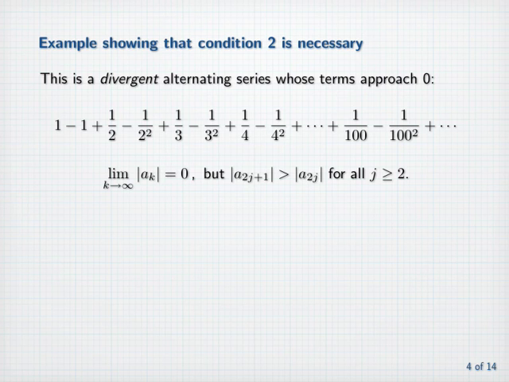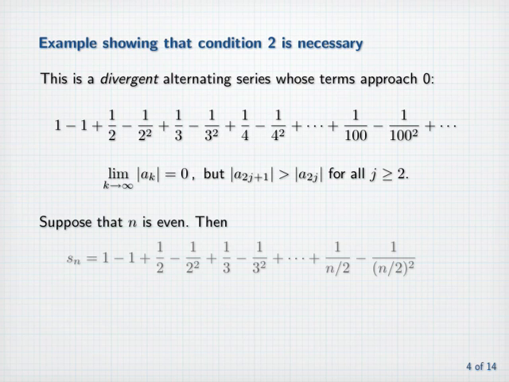Now let's be a little bit more careful about arguing that the series diverges. Let's suppose that n is even. Then the partial sum s_n equals 1 − 1 + 1/2 − 1/2² and so on up to 1/(n/2) − 1/(n/2)².